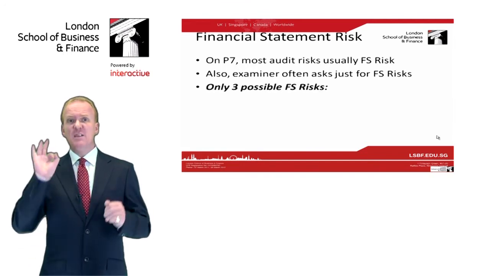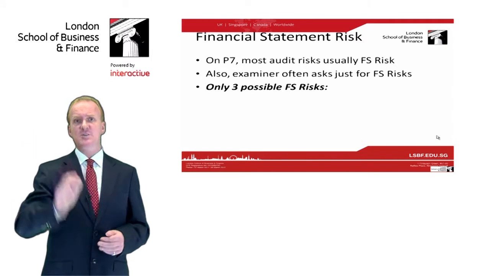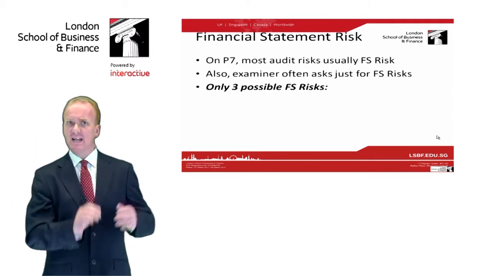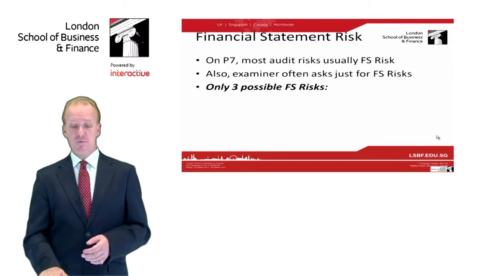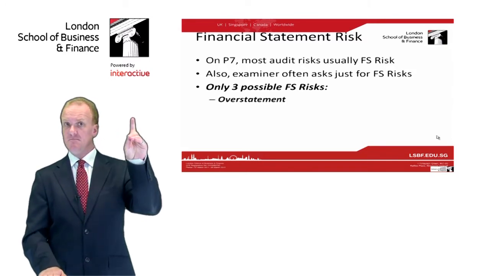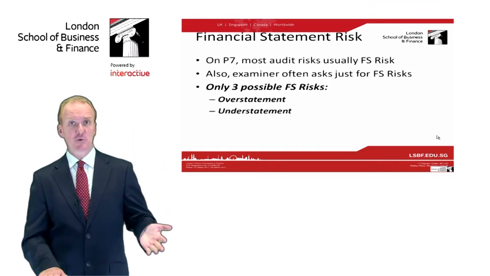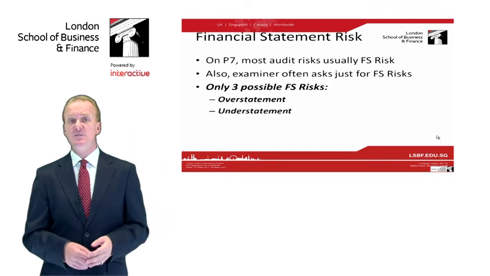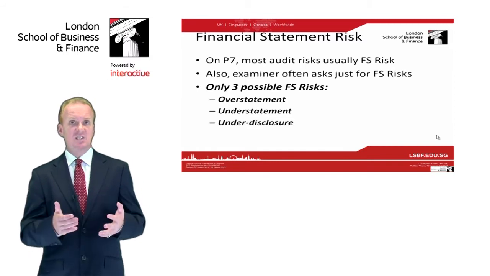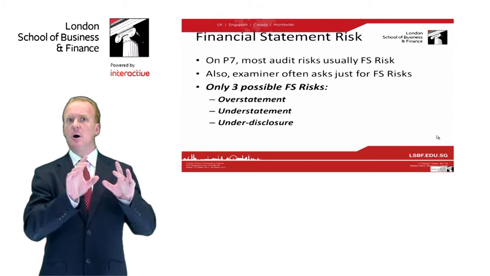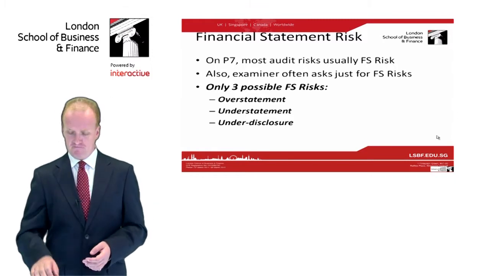There are, in fact, only 3 types of financial statement risk, because whatever is in the financial statements, the numbers might be overstated, or the numbers might be understated, i.e. too low, or the disclosures might be under-disclosed. There's not enough detail in the written parts of the financial statements.